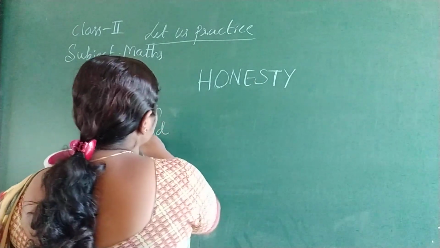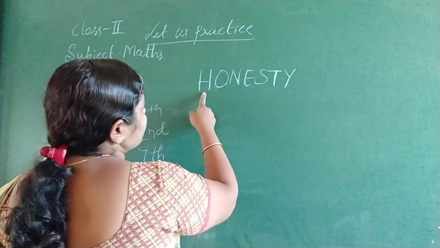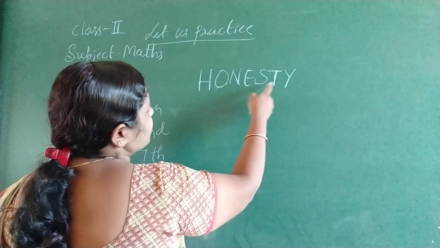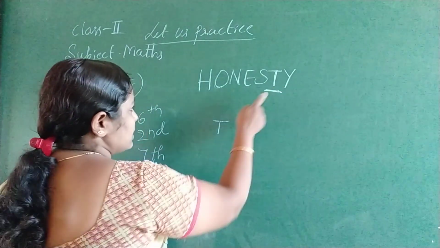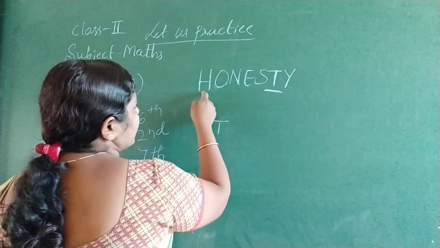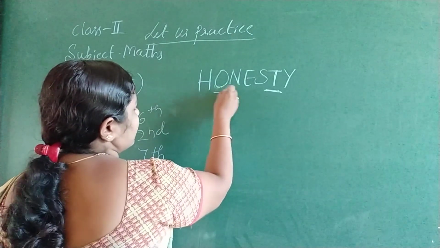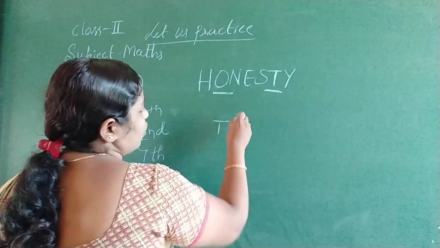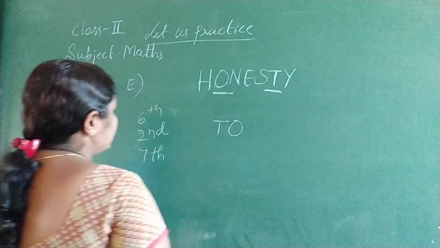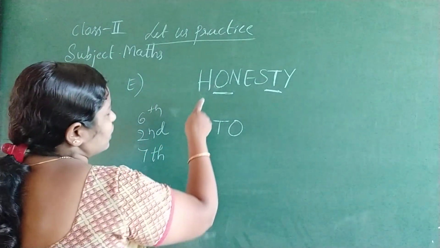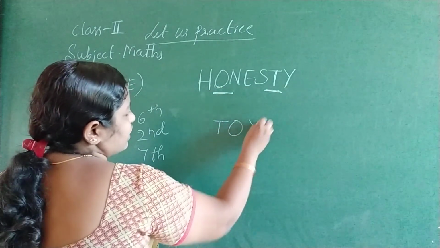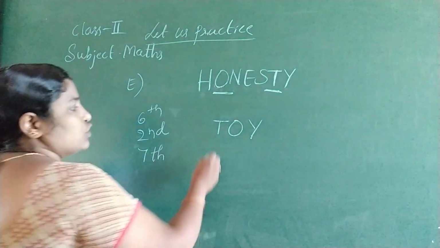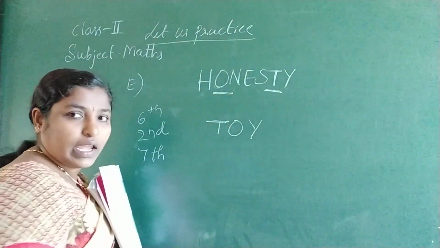So first we will see the 6th letter. First, 2nd, 3rd, 4th, 5th, 6th. So T is the 6th letter, and the second one: first, 2nd. O is the 2nd letter. And the 7th letter: first, 2nd, 3rd, 4th, 5th, 6th, 7th. So the 7th letter is Y. So the answer is toy.